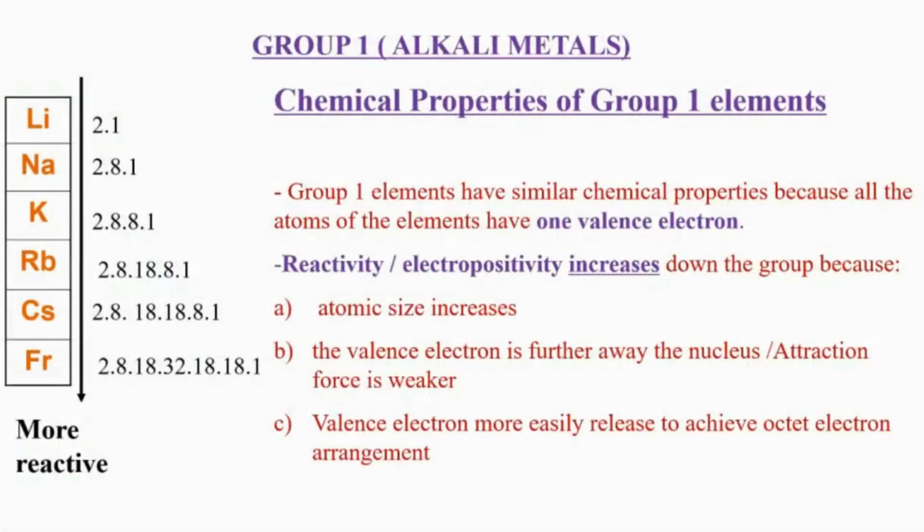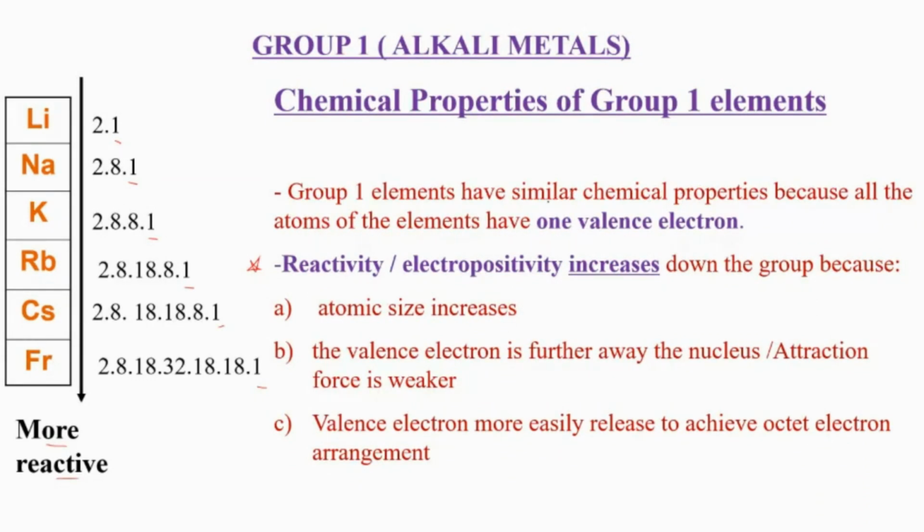Then next is group 1, also called alkali metals. Here we look into the electron arrangement. Group 1 has one valence electron. When going down group 1, it becomes more reactive. Later we see why. Group 1 alkali metals have similar, or the same, chemical properties.